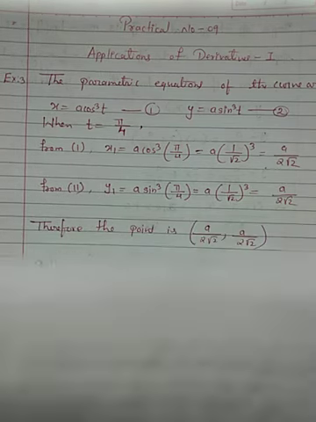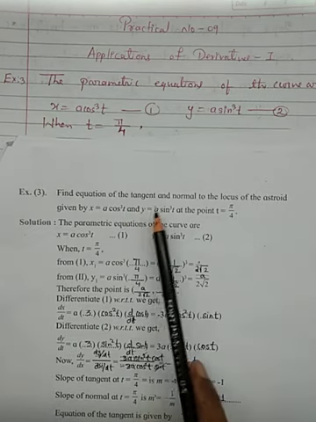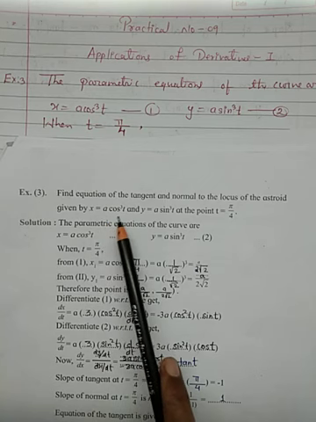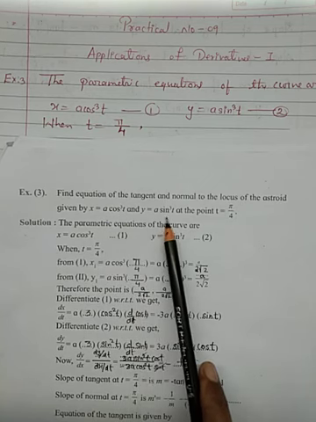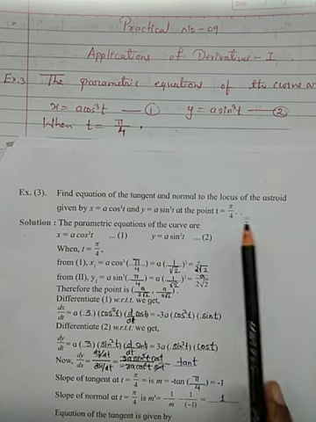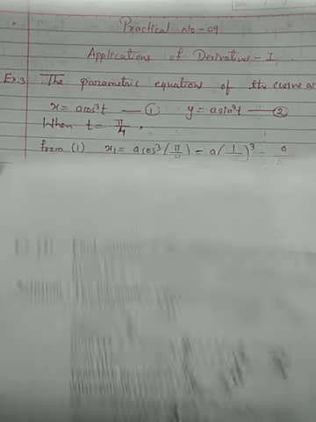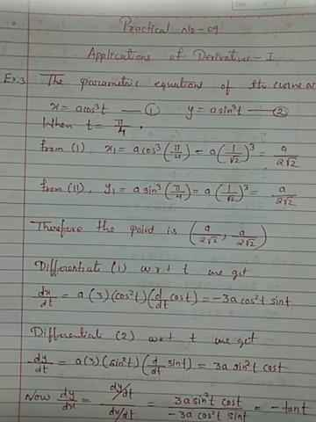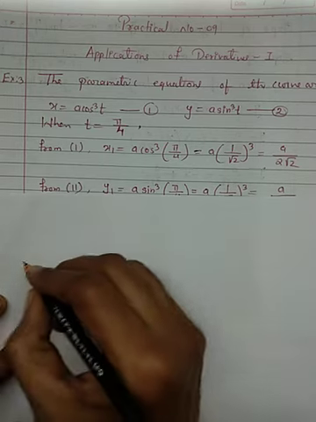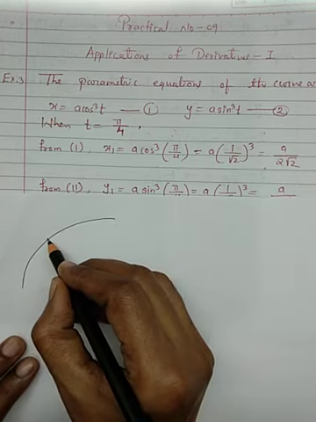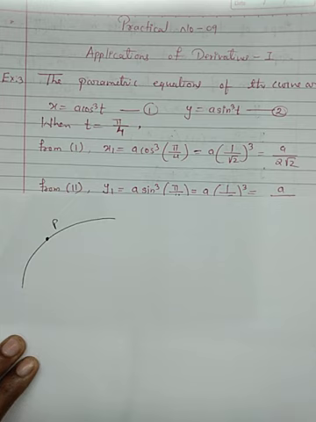What is the question? Find the equation of the tangent and normal to the locus of an asteroid given by x equals a cos cube t and y equals a sin cube t at the point t equals pi upon 4. If you remember how to find the equation of a tangent and normal, in theory we have already completed it. If you are given a curve, suppose this is a curve and you want to find the equation of tangent and normal at a point, suppose this is point P, then what will we do?